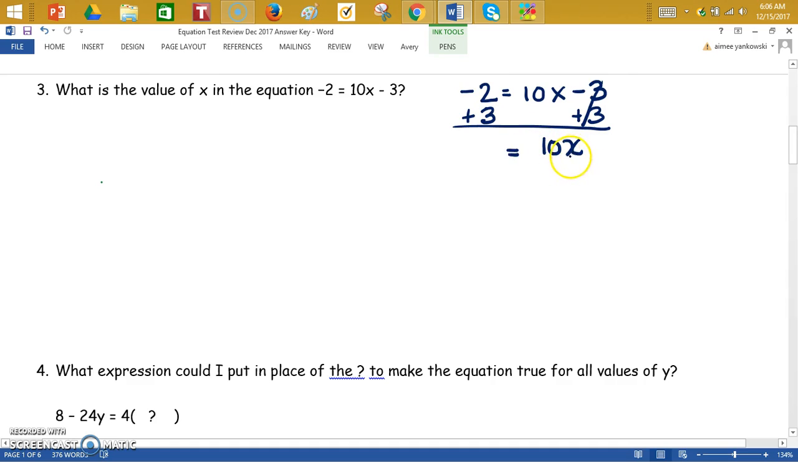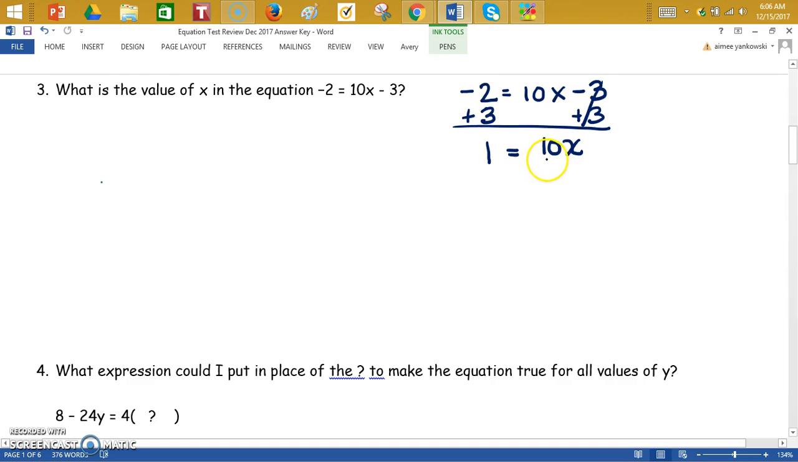You just want to keep breaking it down until you get to the point where you're isolating x all by itself. -2 plus 3. Signs are different. I find the difference. The difference would be 1. What do I have more of? I have more positives. I have 3 positives and only 1 negative.